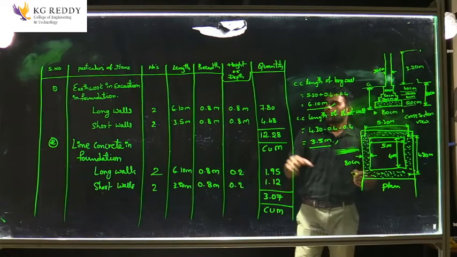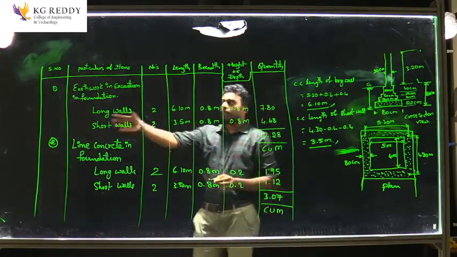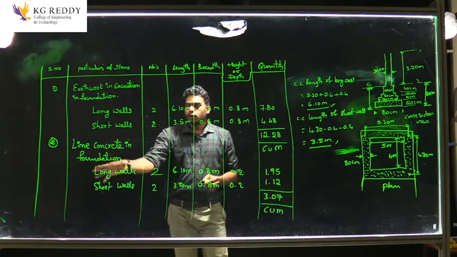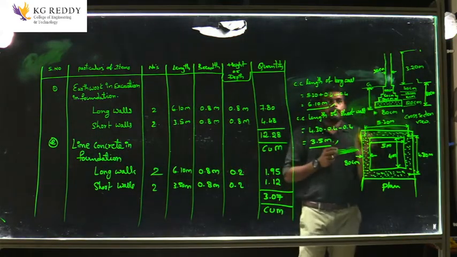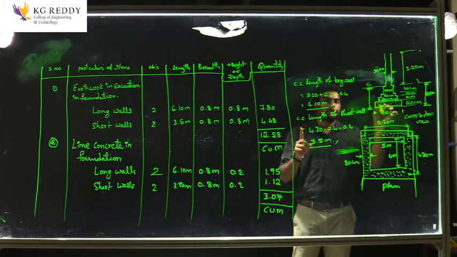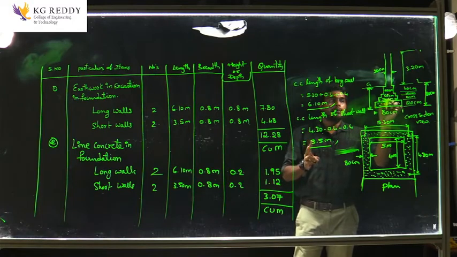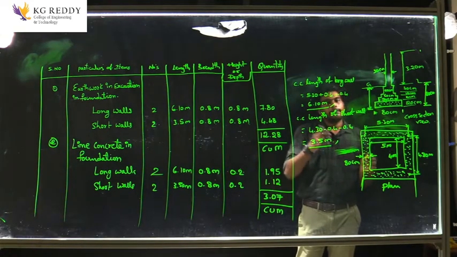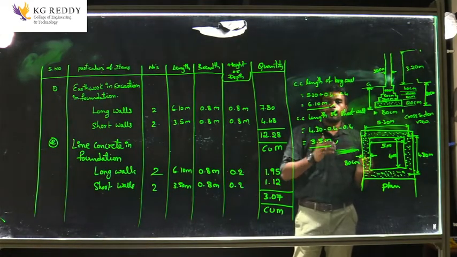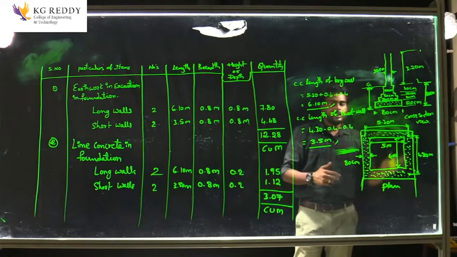So up to now we calculated the earthwork excavation in foundation and the lime concrete in foundation. After that, the brickwork below the ground level means this 70 centimeter is the first footing, 60 centimeter is the second footing, and 40 centimeter is the plinth, right? These three are below the ground level. So this is the brickwork below the ground level. Now we are going to find out this quantity for the entire structure, okay?